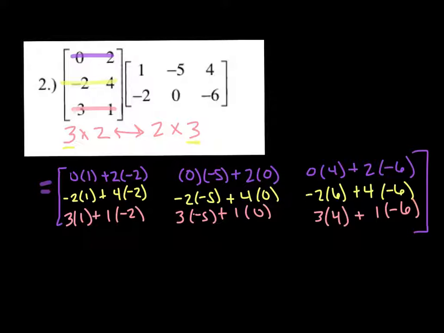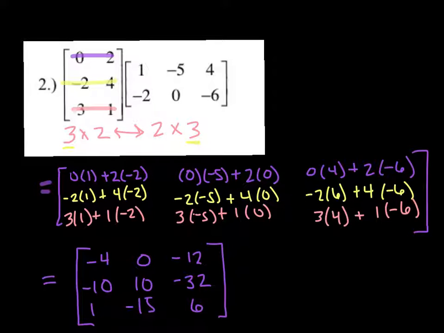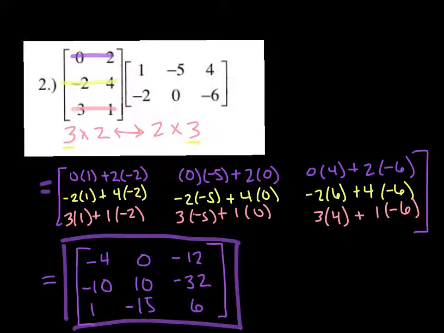So just add all those values up, and that's going to give you your new matrix. So I'm going to take a second and pause this. So I added all of our sums up, and I got negative 4, 0, negative 12, negative 10, 10, negative 32, 1, negative 15, and 6. And it did become a 3 by 3 matrix. So I think we did okay. So again, you guys don't have to write all of those values out. It's just doing the multiplication and the addition correctly. I'm just going through the whole process with you guys.